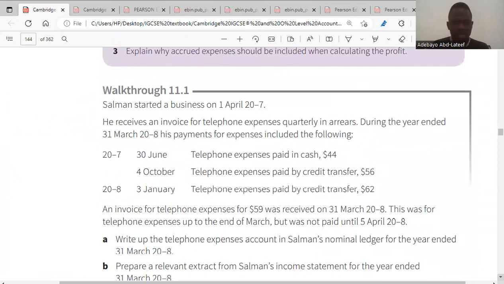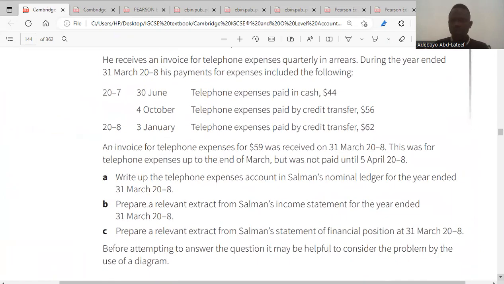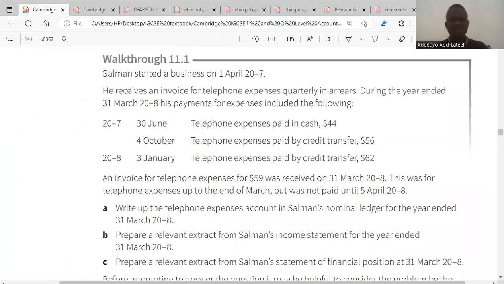So here they said, Salma started the business on 1st of April 27. She received an invoice for telephone expenses quarterly in arrears during the year ended 31st March 28. Her payments for expenses included the following: 30th of June, telephone expenses paid in cash, $44. 4th of October, telephone expenses paid by credit transfer, $56. And 3rd of January, telephone expenses paid by credit transfer, $62. All these were paid for. Then an invoice for telephone.